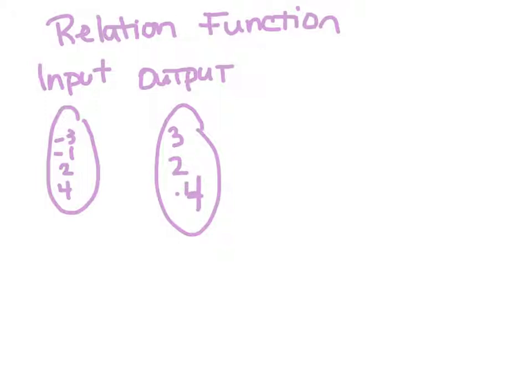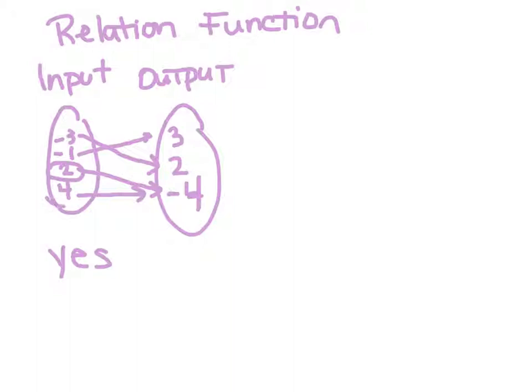So -3 maps to 2, and that's given, so I'm just telling you what the problem is, and then -1 maps to 3, 2 maps to -4, and 4 maps to -4. So we want to know, is this a function? So the answer is yes, because one reason is that there's no inputs that repeat. So each input is its own number, right? We have a -3, a -1, a 2, and a 4. And so that means that this 2 only maps to this -4. It doesn't go anywhere else. Every time we input a 2, we will always output a -4.